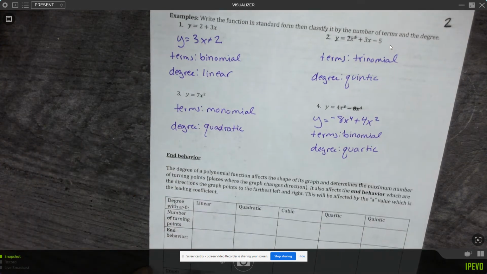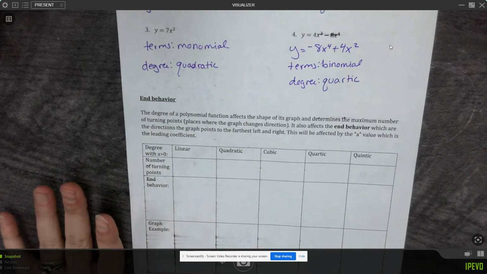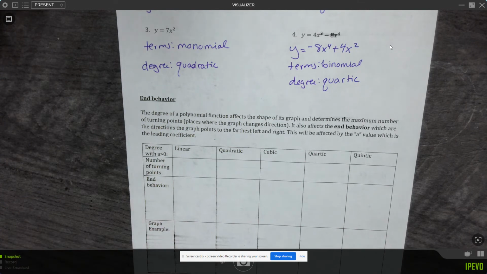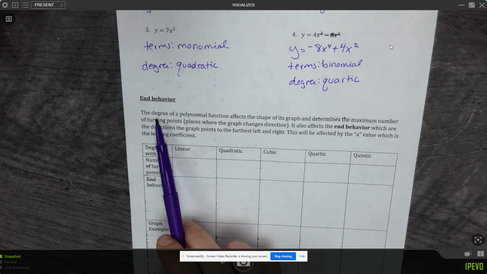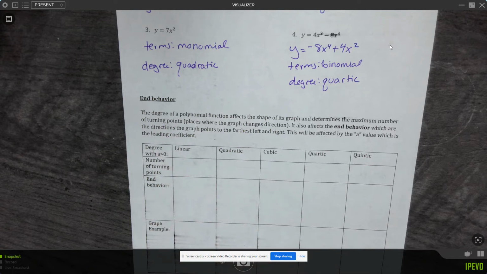All right. Let's get into talking about the graphs. So the end behavior, which we've talked about before with quadratics. The end behavior deals with or comes from the degree of your polynomial. That degree is going to affect the shape of the graph, and the maximum number of turning points, so how many times it changes direction. It's also going to affect your end behavior, which are the directions your graph points on the farthest left and the farthest right. Your end behavior is going to be pointing either up or down. We're going to look at the ends left to right to see what's happening left, is it going up or down, and what's happening right, is it going up or down.